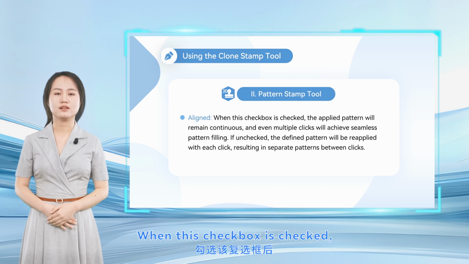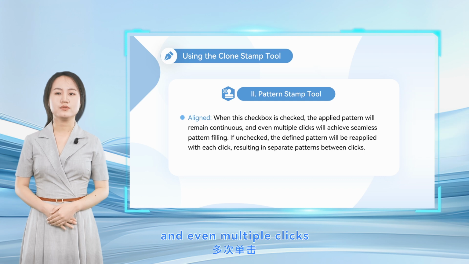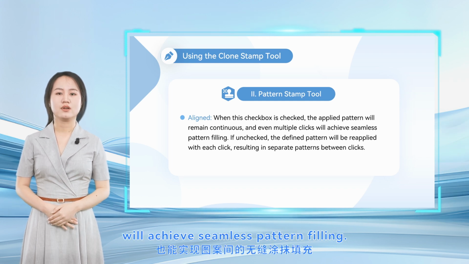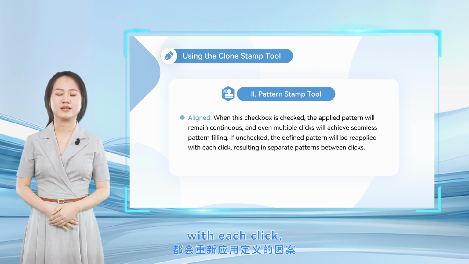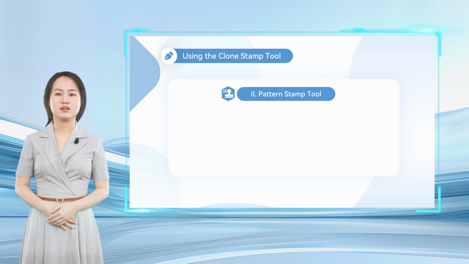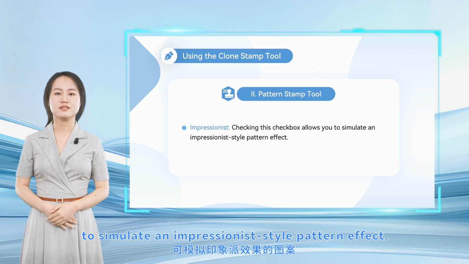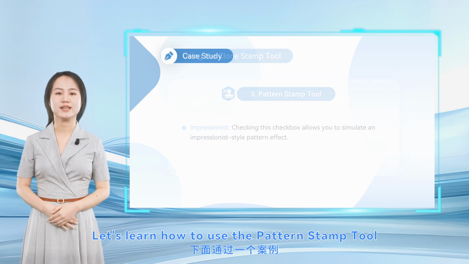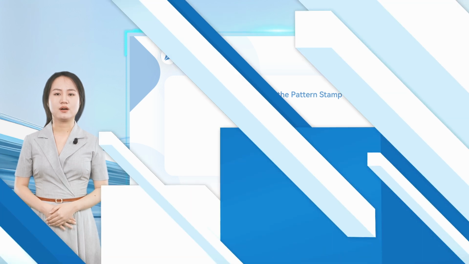Aligned. When this checkbox is checked, the applied pattern will remain continuous, and even multiple clicks will achieve seamless pattern filling. If unchecked, the defined pattern will be reapplied with each click, resulting in separate patterns between clicks. Impressionist. Checking this checkbox allows you to simulate an Impressionist-style pattern effect. Let's learn how to use the Pattern Stamp tool through a practical example.